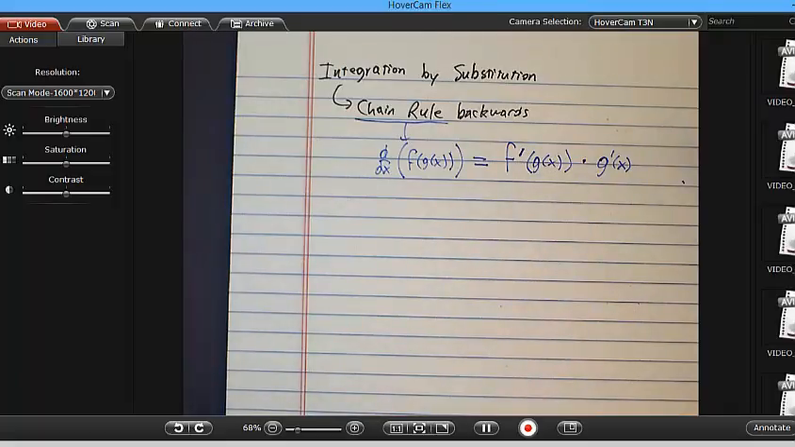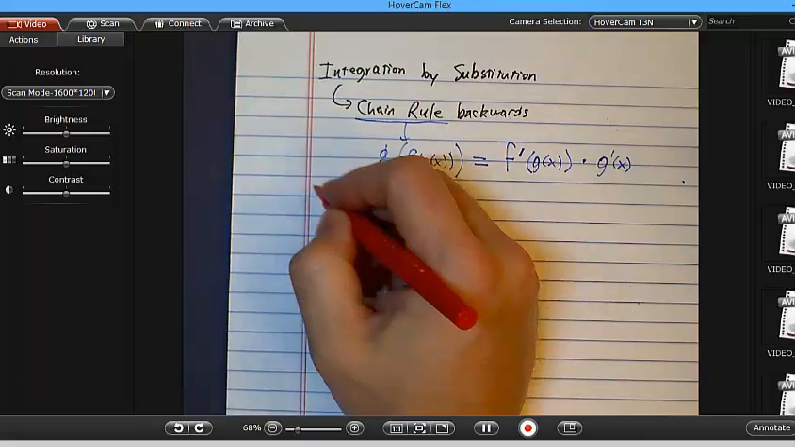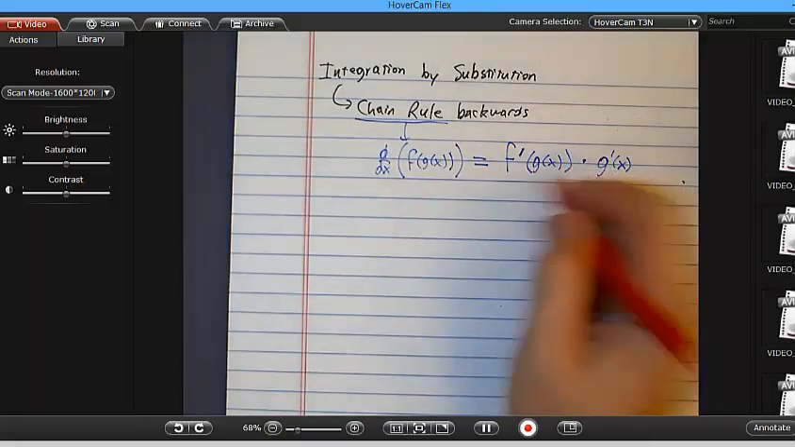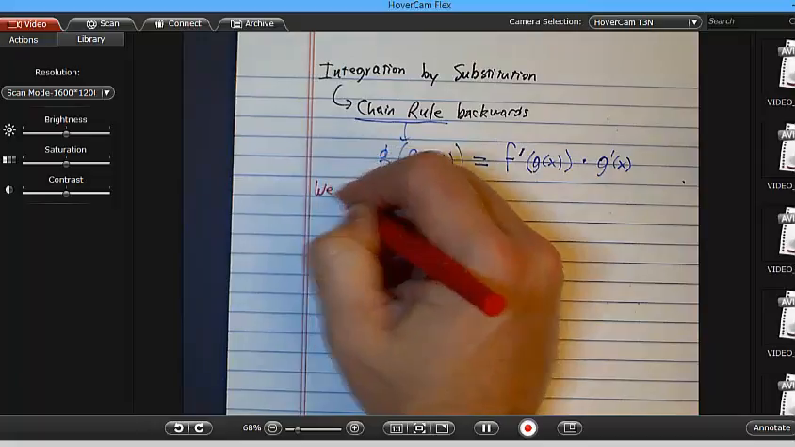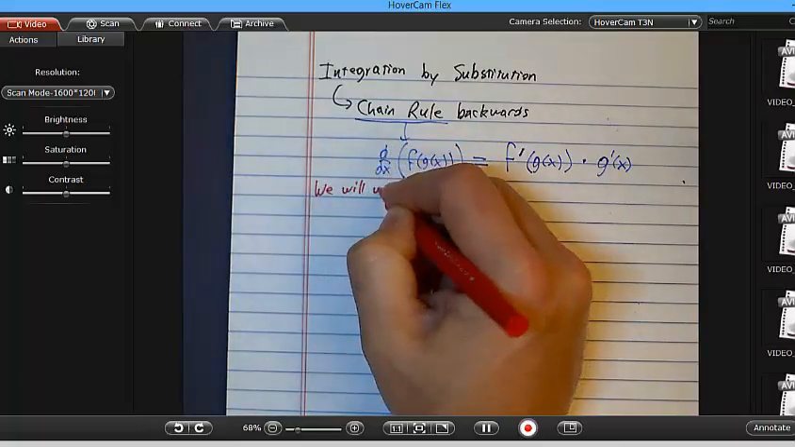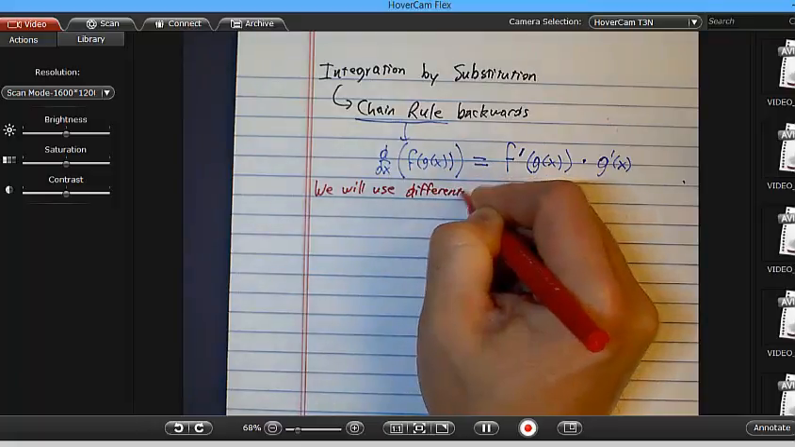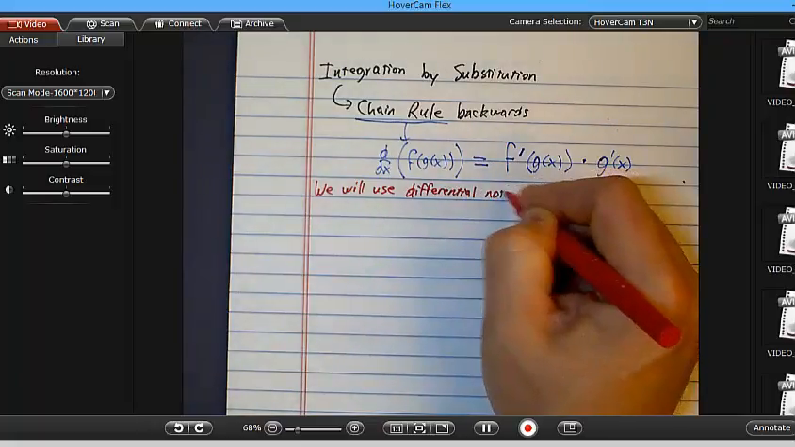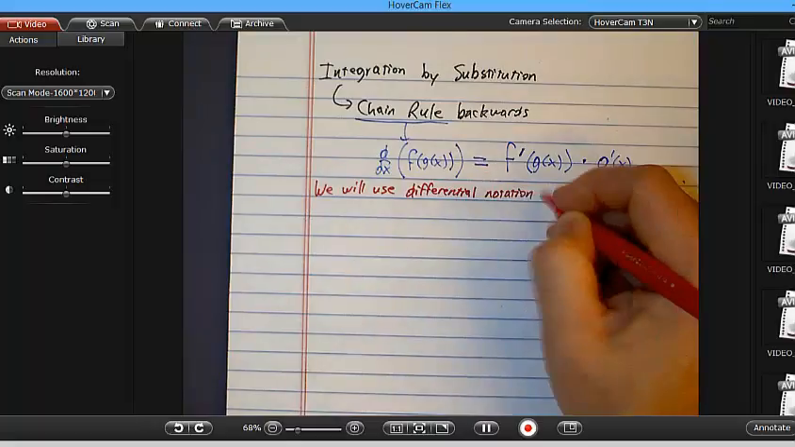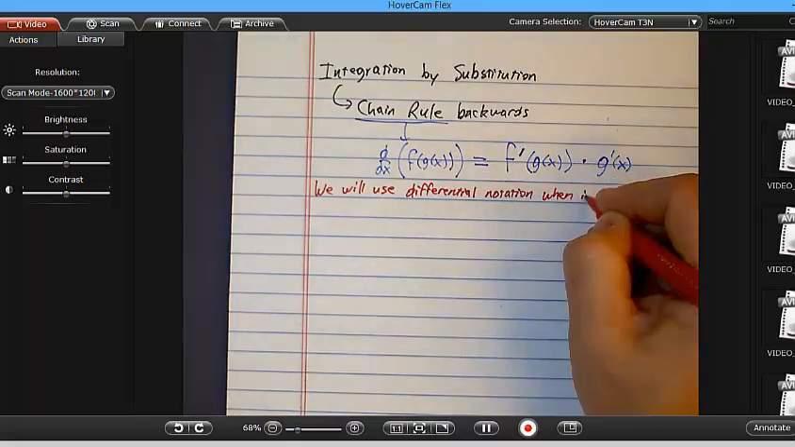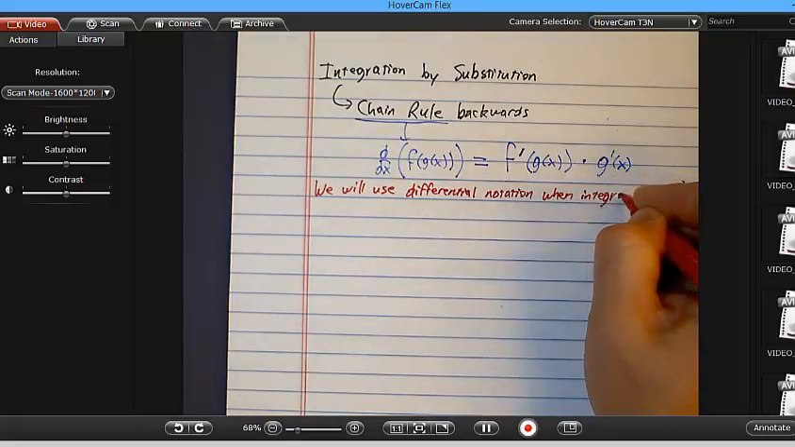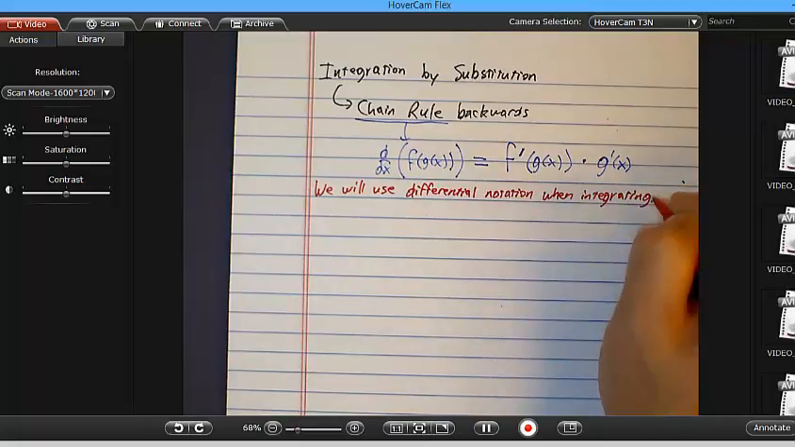Well, when we do antiderivatives, this kind of thing's going to come up. But one thing that I think will help us is differential notation, okay? So we will use differential notation when integrating. And I think you're going to find that that helps a lot.